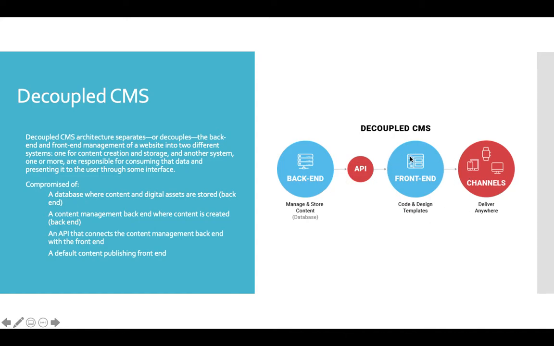Then we have the front end, and then from there you can pretty much deliver all of that information into virtually anywhere onto different platforms such as websites or apps. So that's the main difference, but it includes all the same things, just has an API, and then you can deliver to any sort of channel.